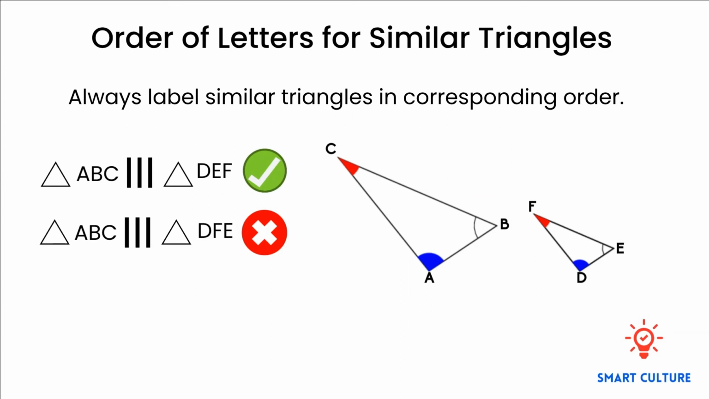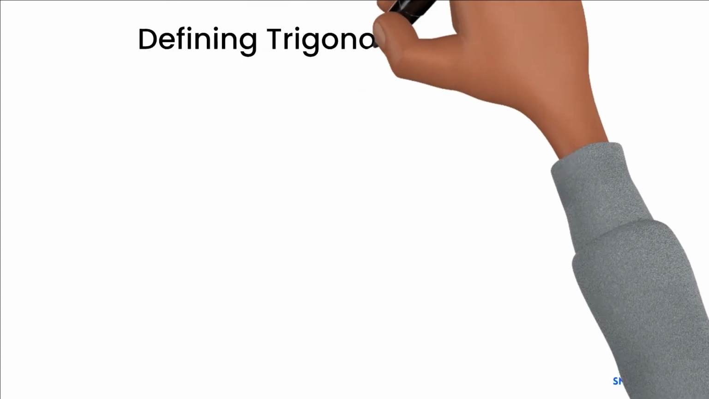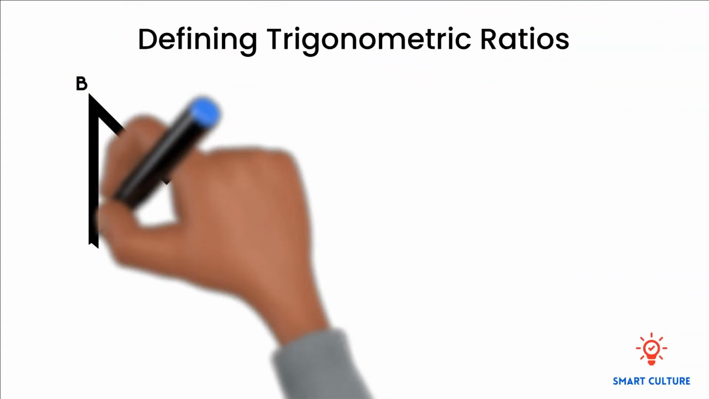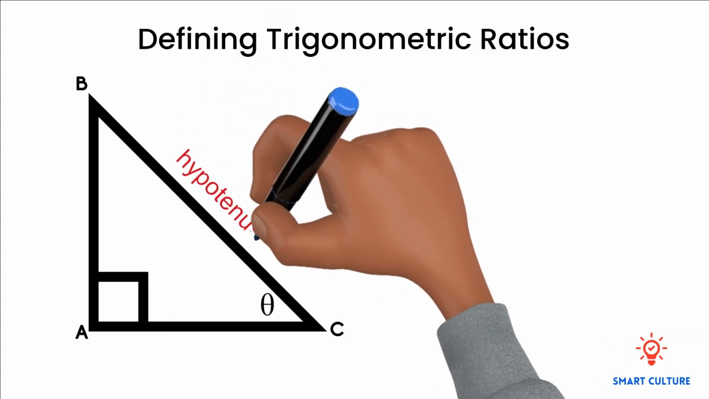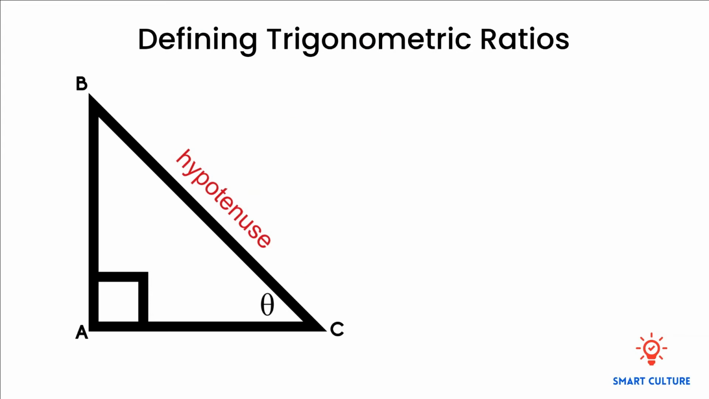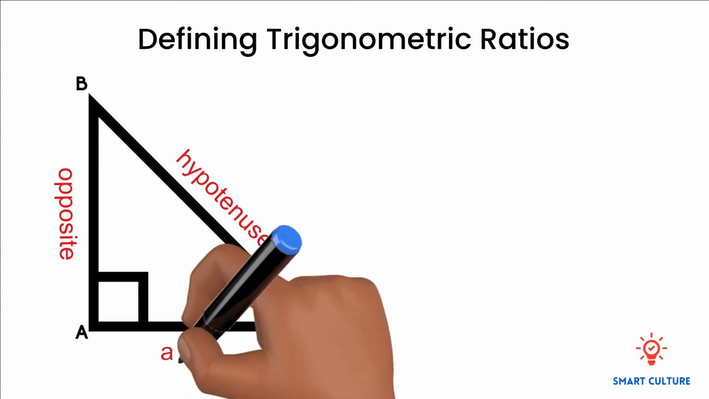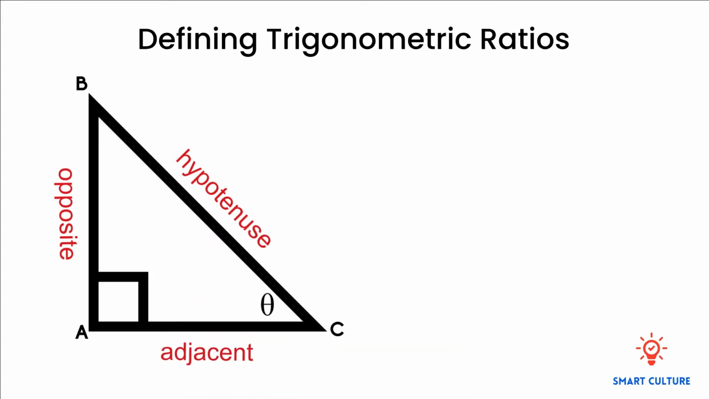Next, we'll discuss how you can go about defining trigonometric ratios. Take a look at the triangle below. In a right-angle triangle, we refer to three sides according to how they are placed in relation to the angle theta. So the side opposite to the right angle is labeled the hypotenuse, the side opposite theta is labeled opposite, and lastly, the side next to theta is labeled adjacent.